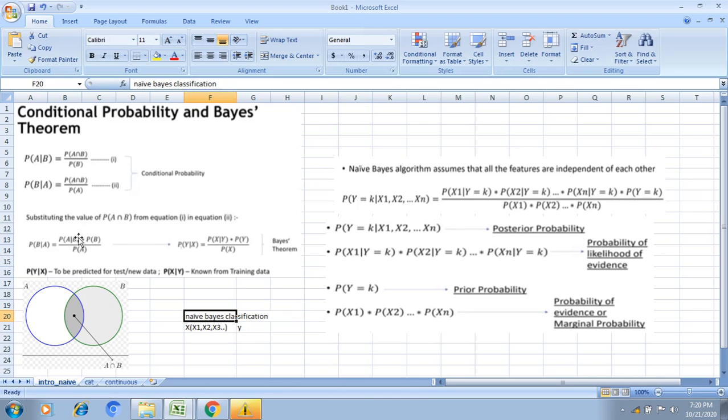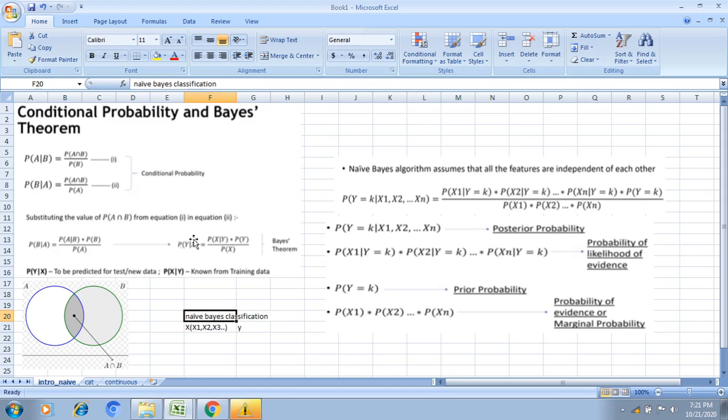Similarly, I want to represent it in machine learning terms. A I am replacing with X, B I am replacing with Y. This is the way we represent Bayes theorem in machine learning. Probability of Y given X equals probability of X given Y multiplied by probability of Y divided by probability of X. This is my Bayes theorem.